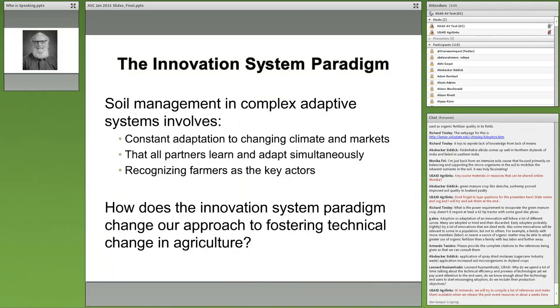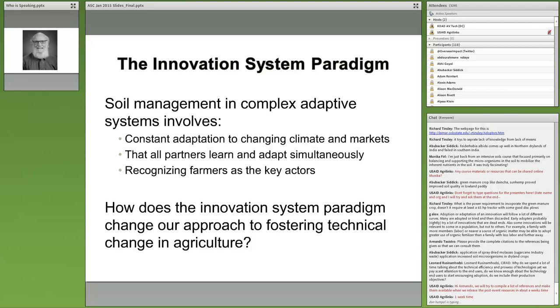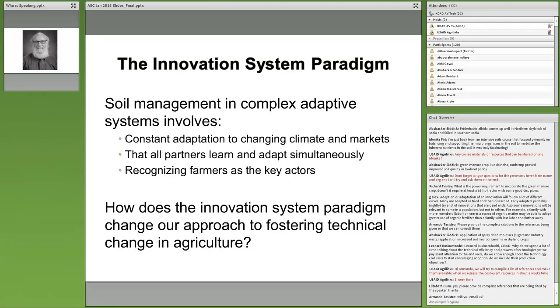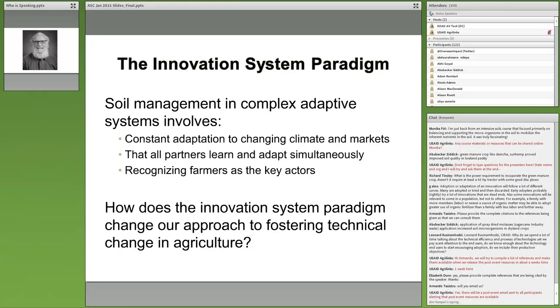So soil management in complex adaptive systems involves constant adaptation to changing climatic conditions and markets. All partners are learning and adapting simultaneously. It's an interacting network and system that's moving forward through time, changing as it moves. We still recognize the farmers as the key actors that we want to focus on, but we take them in their context and the elements that shape their decision making. So how does this innovation system paradigm change our approach to fostering technological change in agriculture?